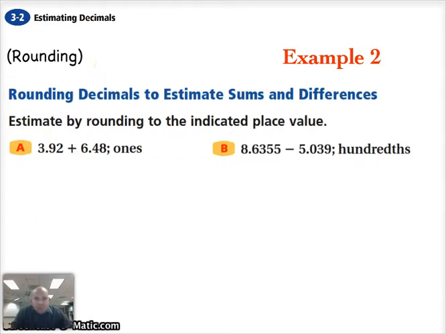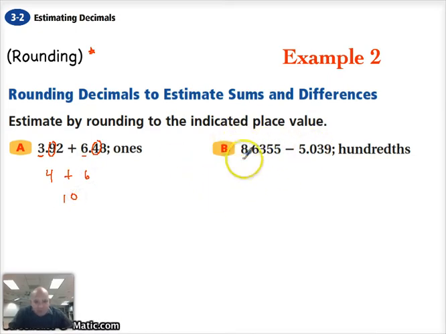Example 2. Example 2 is what we're used to. It's about rounding decimals to estimate sums and differences. Estimate by rounding to the indicated place value. Here we have an addition problem that they want us to round to the nearest ones place. Well, in order to do that, we're judging it based upon what we see in the next place value, which is the tenths. So 3 and 9/10 rounds to 4, plus 6 and 4/10 rounds down to 6. 4 and 6 is 10.